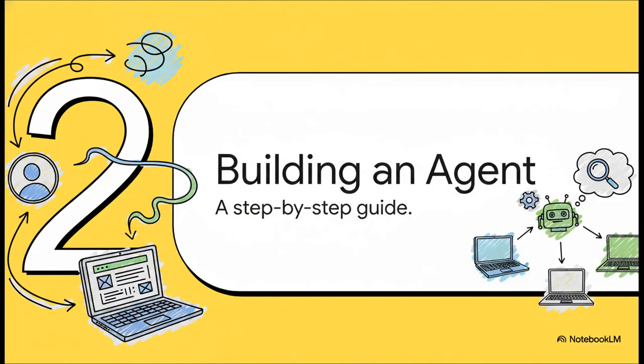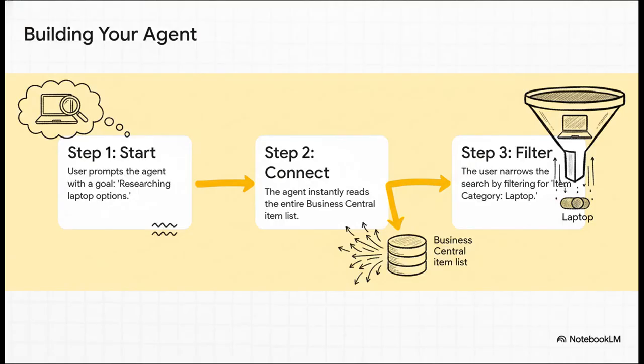All right, enough talk. Let's get to the fun part and see how this thing actually works. We're going to watch someone build a really simple agent to find the right laptop from their company's inventory. Okay, so check out how easy this is. First, you just give the agent a mission, something simple, like research laptop options, and boom, just like that, it instantly connects to the live data source, in this case, an item list in Business Central.